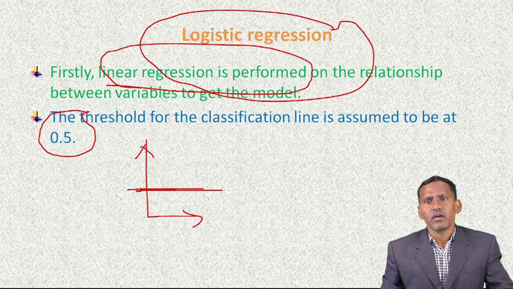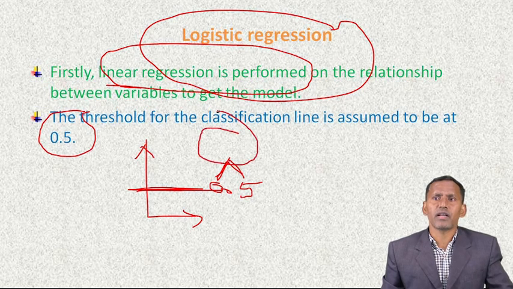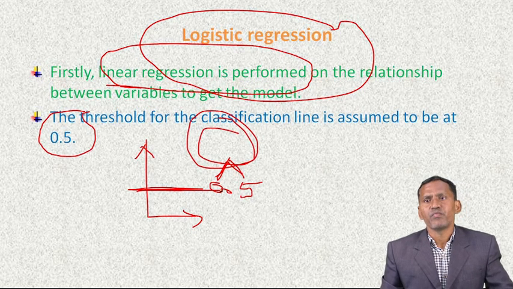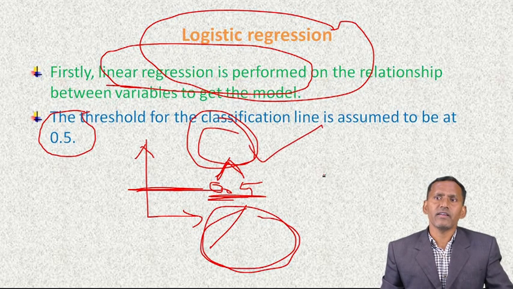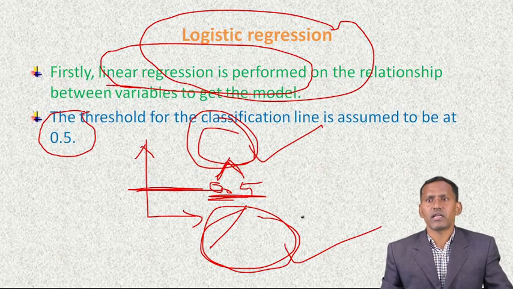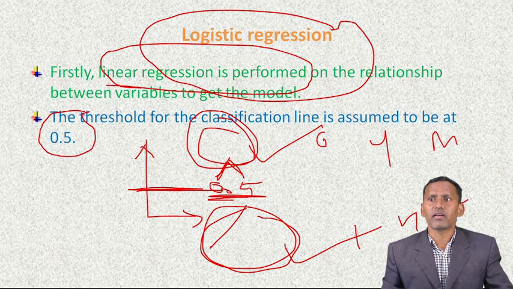So what is the threshold value? 0.5. The output above 0.5 comes under one category, and the output below 0.5 comes under another category. Like this, we can categorize the output into either of the classes: 0 class or 1 class, yes class or no class, male class or female class, etc.